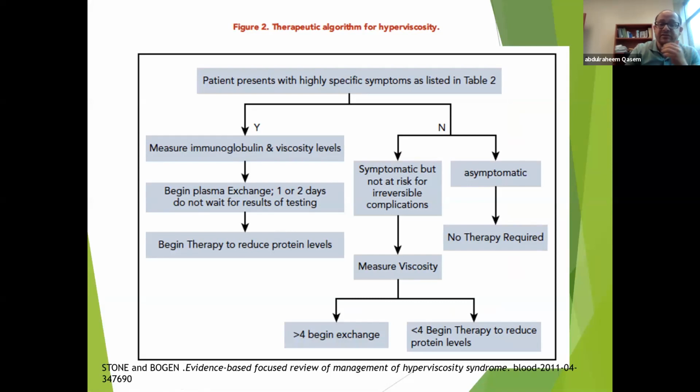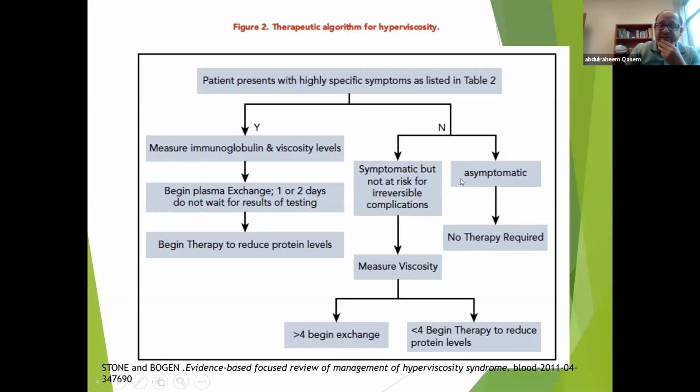And then once you get the serum viscosity better, then you do treatment directed to the underlying etiology. If the patient has Waldenström macroglobulinemia or multiple myeloma, then you get him treated for that.